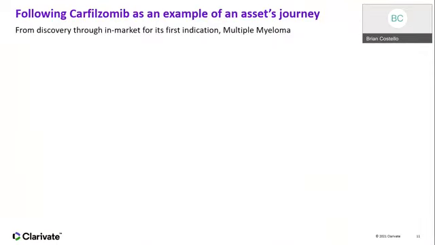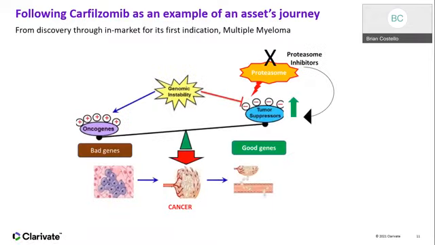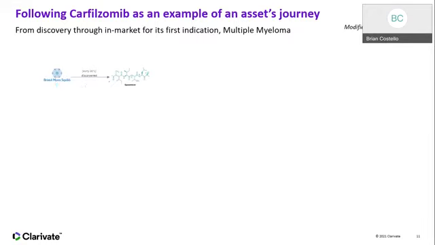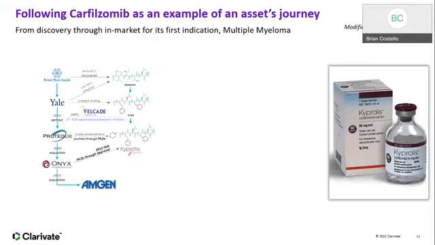Okay, so we were talking about following carfilzomib as an example of a drug's journey. We had already talked about proteasome inhibitors. So this is very interesting. I'll start to annotate again. In the 1980s, Bristol Myers Squibb came up with this antibiotic.